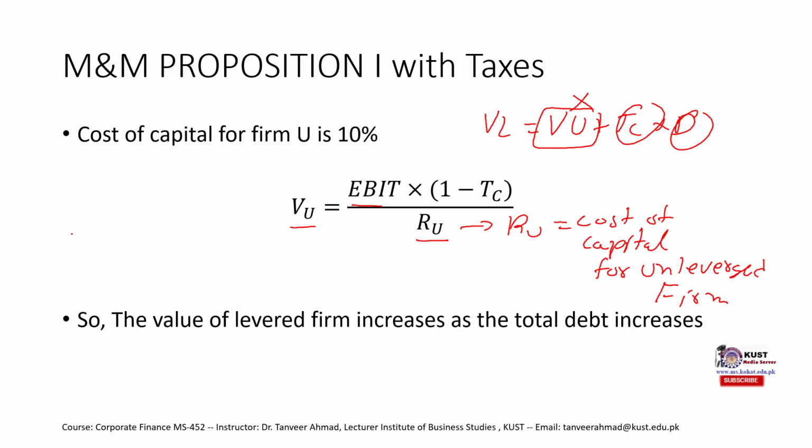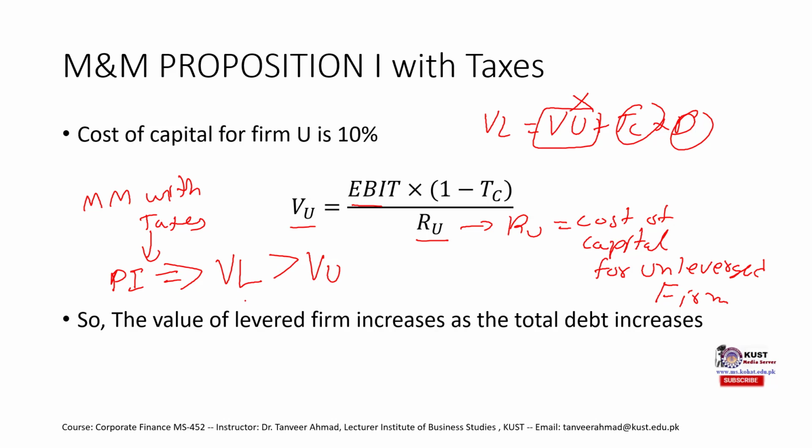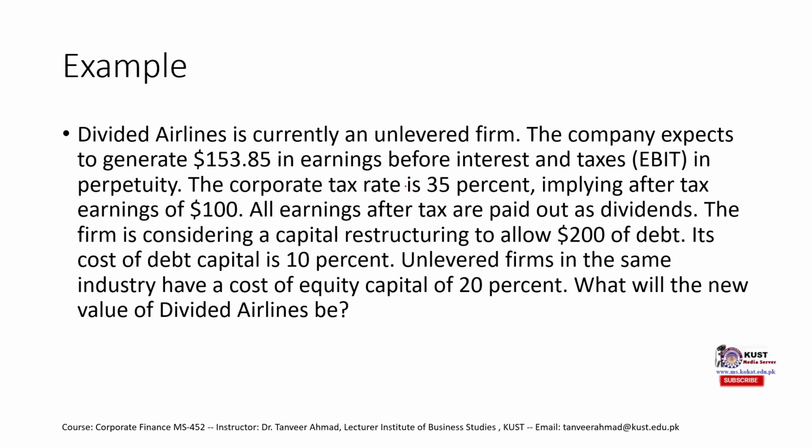So now we know that according to Proposition 1 with taxes, the conclusion is that value of leveraged firm is greater than value of unleveraged firm. That is good, right? This is what this theory proposed. Let's have an example.